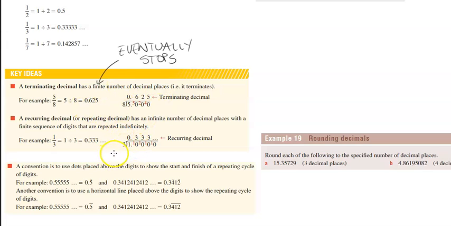A recurring decimal, also known as a repeating decimal, has an infinite number of decimal places.